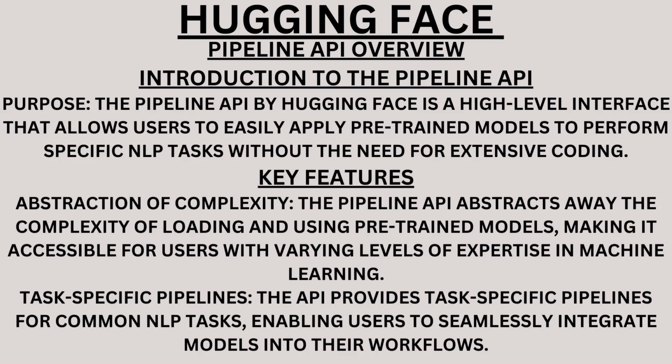Key features. Abstraction of complexity. The Pipeline API abstracts away the complexity of loading and using pre-trained models, making it accessible for users with varying levels of expertise in machine learning. Task-specific pipelines. The API provides task-specific pipelines for common NLP tasks, enabling users to seamlessly integrate models into their workflows.